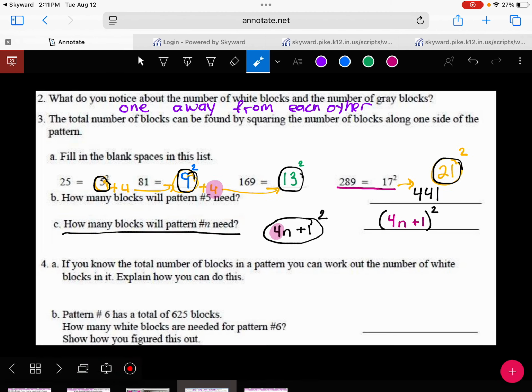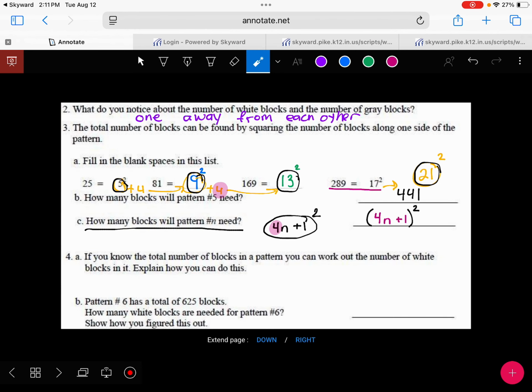So I want you guys to think about the next two. Look at 4A and B. Think about how you would do this. How would you make an expression for just the number of white blocks, or just the number of gray blocks? And part B is if number 6 had 625 blocks, which it would according to the equation, how many white blocks would you need? So look at those and see what you guys can come up with.